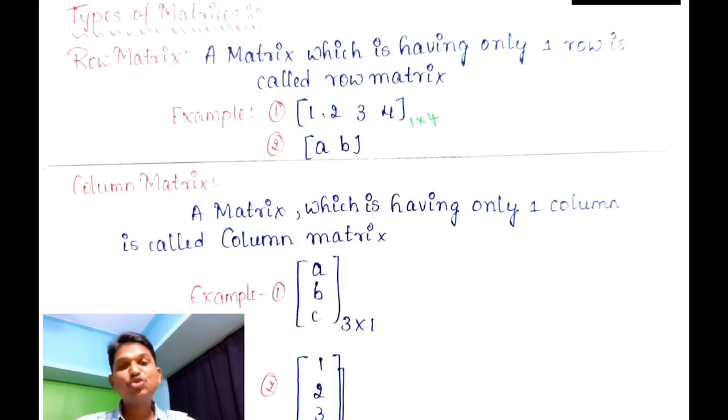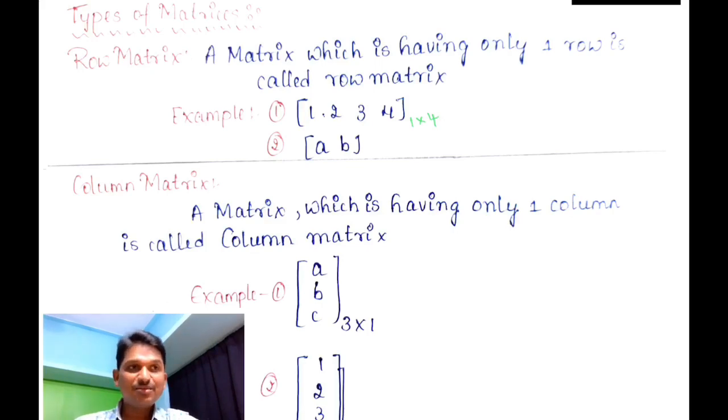First one is what? Row matrix. What is row matrix? A matrix which is having only one row is called row matrix. What is column matrix? A matrix which is having only one column is called column matrix. Simple. Now we are going to learn another 2 easy definitions. They are rectangular matrix and square matrix.